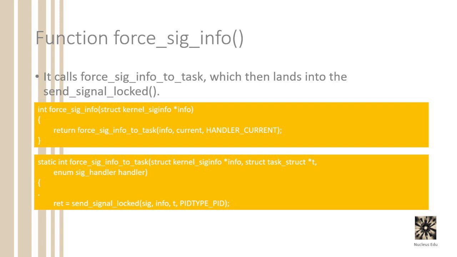So if you want to just cover the synchronous signal generation, then you can watch the video till here, then jump to part 1 of the series, start looking at the point where I start discussing the send_signal_locked, and then come back here for the next part, which is the delivery.